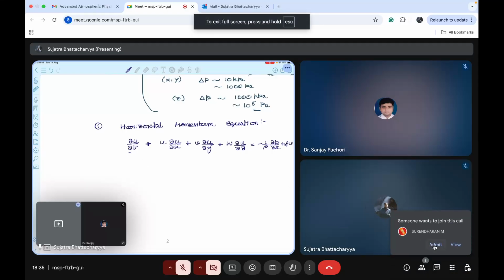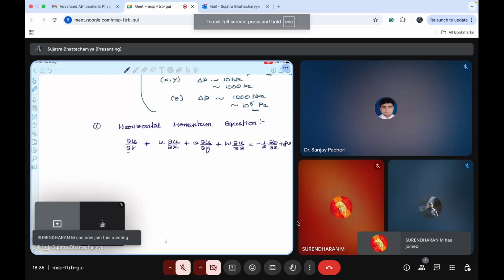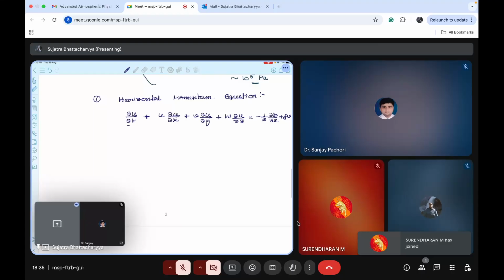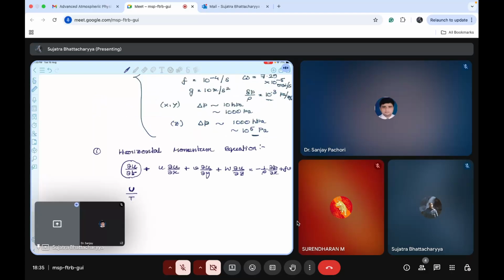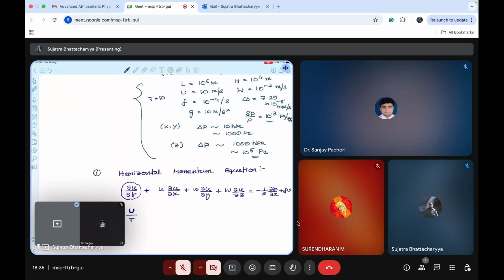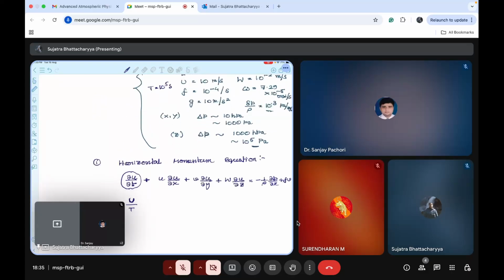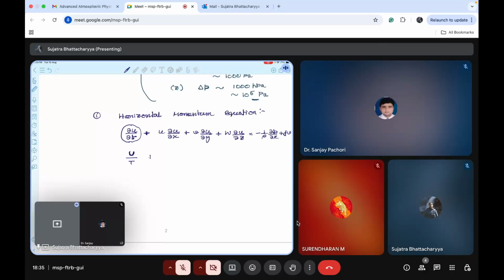So this is your horizontal momentum equation, and we will apply the scale analysis on that. What is the first term? Delta u delta t. Delta u is the horizontal velocity, the zonal velocity, so you can put the scale of that as U, divided by the time. I forgot, T is 10 to the power 5 seconds. So the first term is U by T.